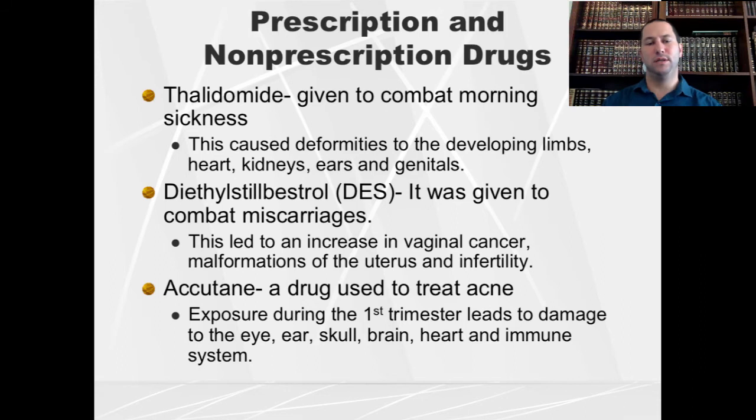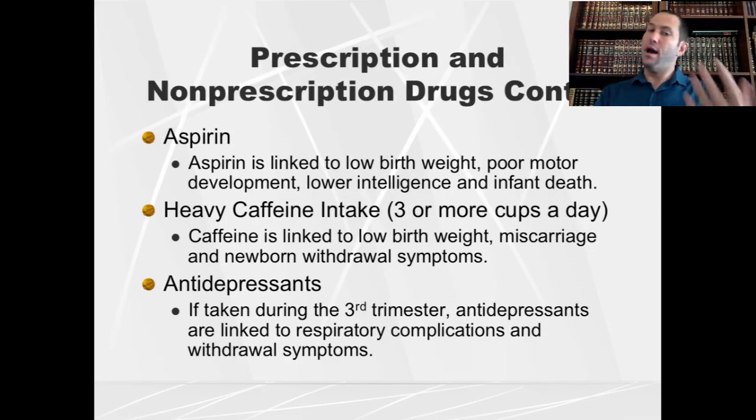Every teenager is worried about their appearance, right? Or most teenagers, I should say. And they're like, oh, look at this pimple. So they put on Accutane, and it helps with acne. The problem is, what if you're with child? What if you're expectant? Well, this could result in eye, ear, skull, brain, heart, or immune system damage. Okay, other things. So aspirin. Something simple as for pain might result in low birth weight, lower intelligence, infant death, etc.